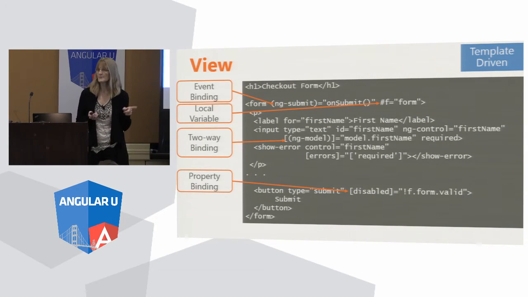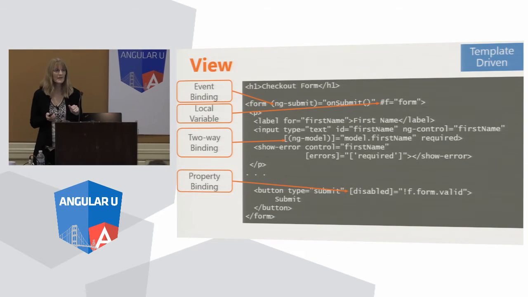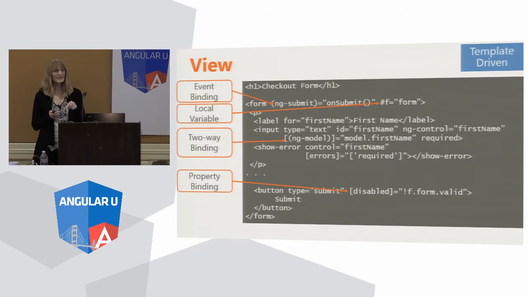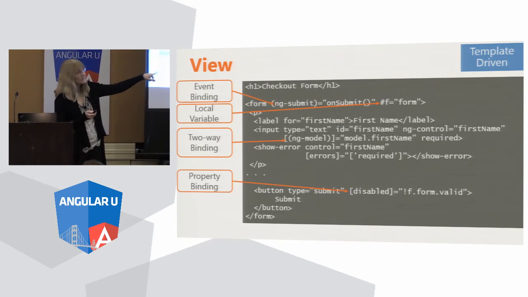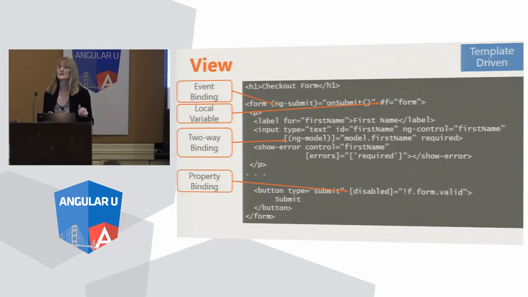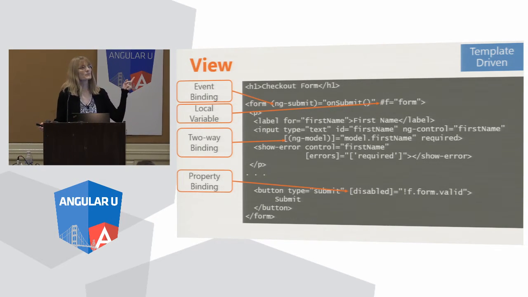And then we also have direct property binding. So in this case, I'm binding the disabled property of that button, and I'm binding it to not f.form. Where's that f coming from? That was my private variable that I defined with that hash f earlier. Okay, so that's the private variable.